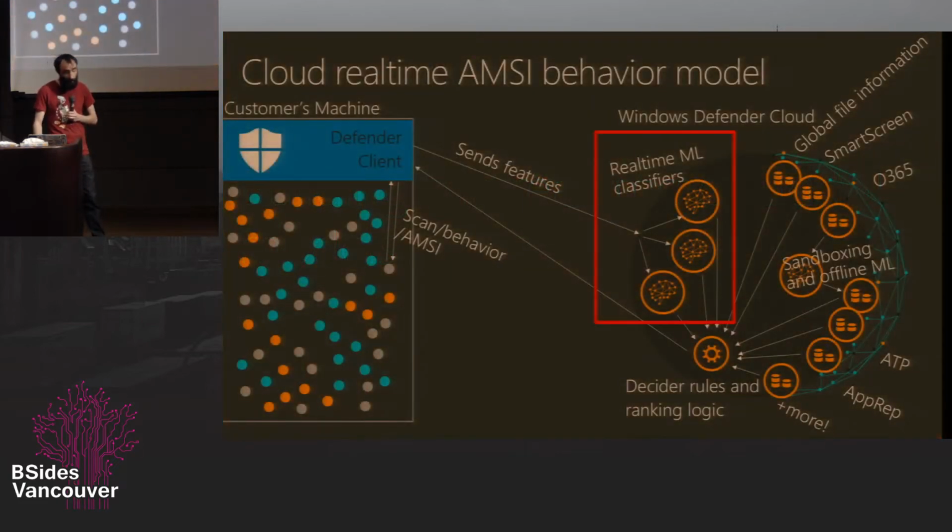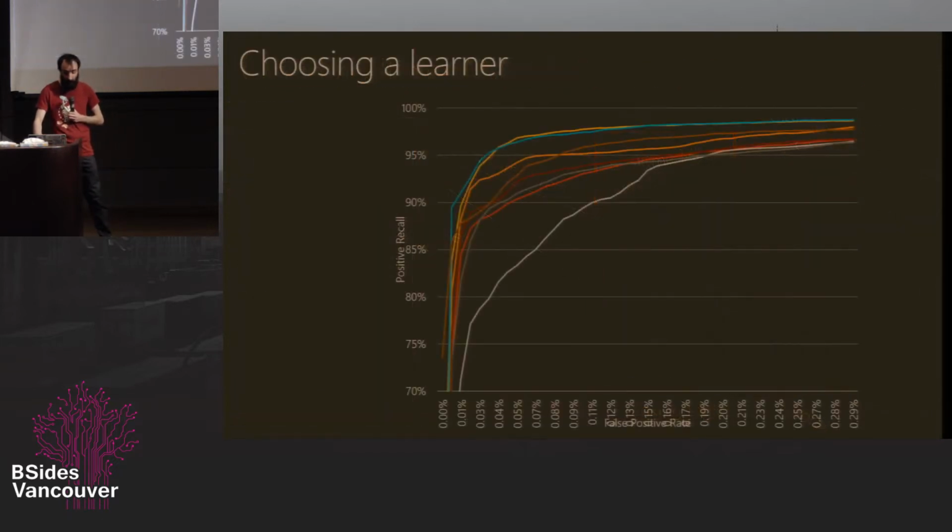The real-time models which we deploy in the cloud can be a lot heavier. They can use a lot more memory. They can use many more features. They can use a lot more computation to make the classification. But it still needs to be scalable because we handle about 4 billion queries a day in the cloud.